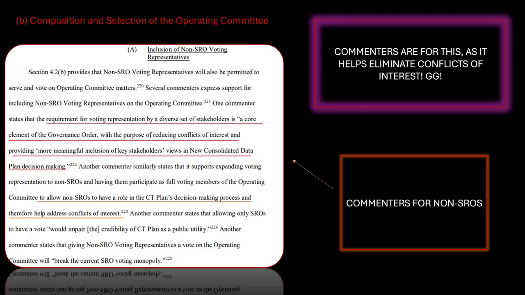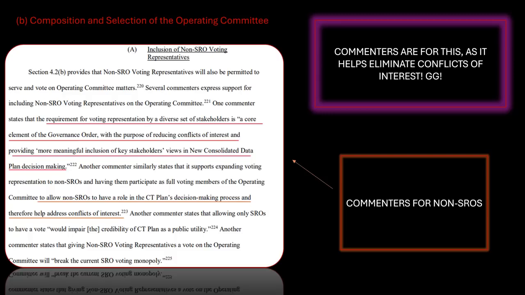Anyways, continuing. Inclusion of non-SRO voting representatives. Section 4.2b provides that non-SRO voting representatives will also be permitted to serve and vote on the operating committee matters. Several commenters expressed support for including non-SRO voting representatives on the operating committee. One commenter states that the requirement for voting representation by a diverse set of stakeholders is a core element of the governance order, with the purpose of reducing conflicts of interest and providing more meaningful inclusion of key stakeholders' views in new consolidated data plan decision making.